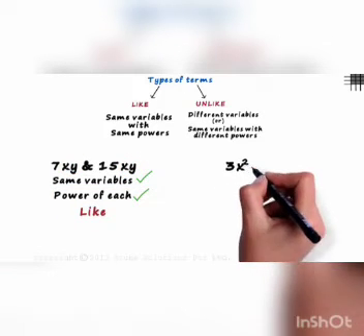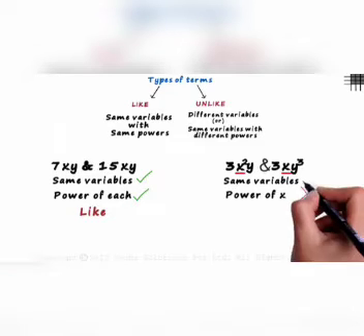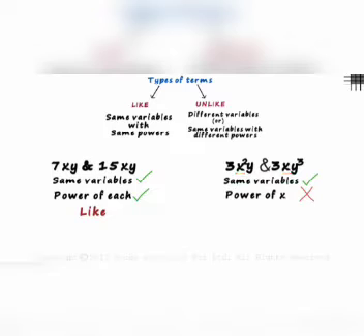What about 3x squared y and 3xy cubed? Are they like or unlike? Both the terms have the same variables, x and y. Now let's compare the powers of each of the variables. Let's look at the power of x first. In the first term, it's 2, and in the second, it's 1. It's not the same. Even though the variables are the same, because the powers are not equal, these are unlike terms. Observe that we do not bother to check the powers of y in each case. Remember, if the powers of one of the variables is different, the terms become unlike.